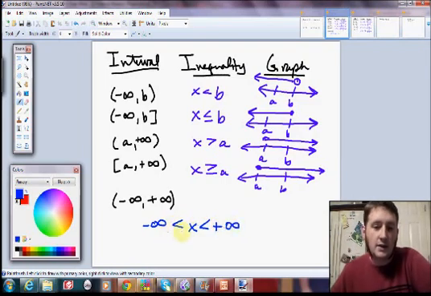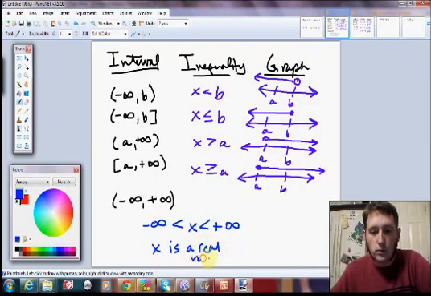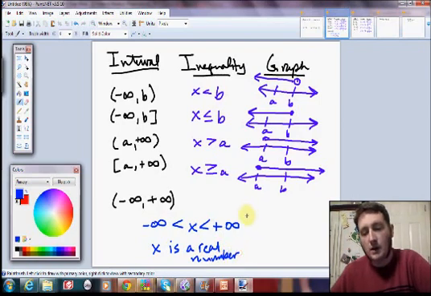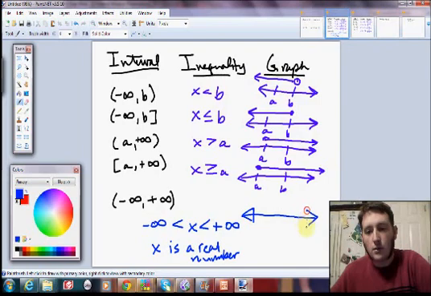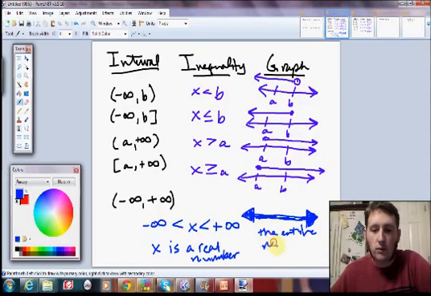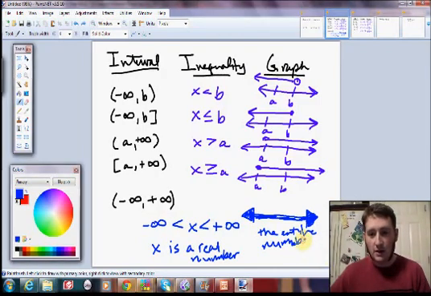All this is really saying is that x is a number between negative infinity and positive infinity, which really isn't all that helpful. All you're basically saying is that x is a real number at that point. So what does this look like? Well, basically, the entire number line would need to be shaded at this point. Sorry, more interruptions. So the point is, this would be the entire real number line.